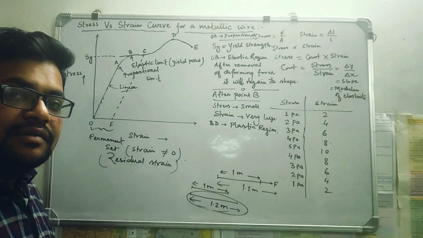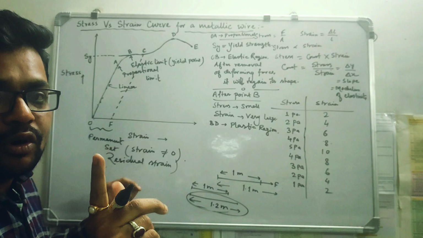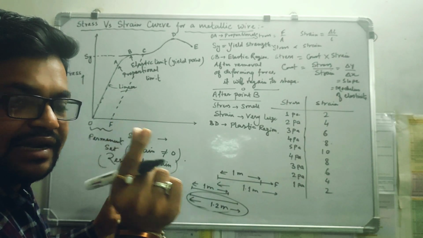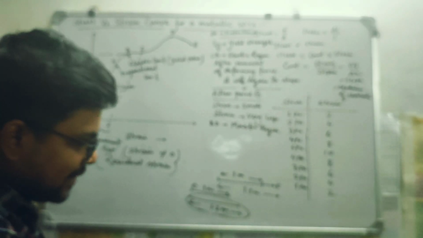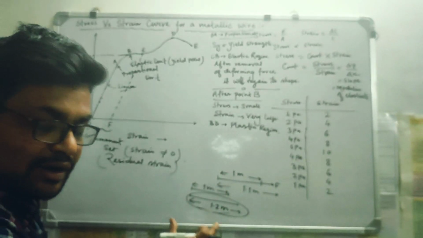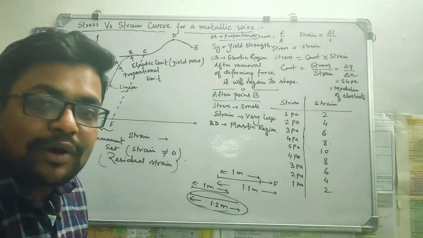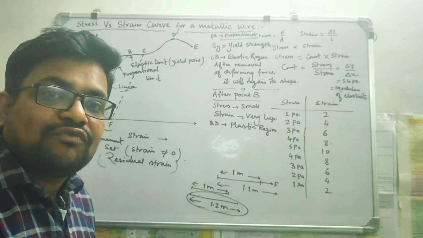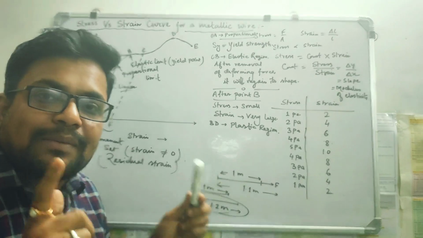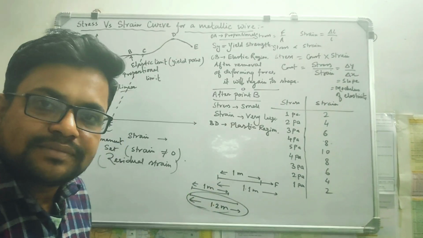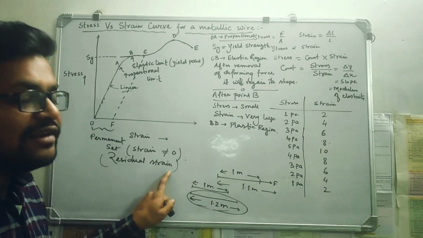Residual means when we remove the stress to be zero, the strain is not zero. Some extra strain is still there. In this region, a permanent change happened. Initial length was 1 meter. After crossing the elastic limit, the length becomes 1.2 meter. Even after my application of force is zero, I am not applying any force, still the body has a permanent change of 0.2 meter. That is known as the permanent set, or it is also called residual strain.